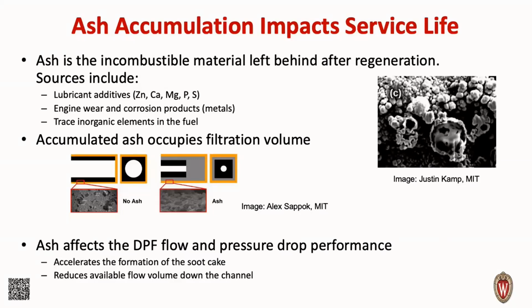If you have ash in the filter that's already taking up the filtration volume, that same amount of soot creates a much thicker layer on the wall, and it leaves a much tinier flow path in there. So the ash affects the flow through the DPF and of course the pressure drop performance. So it accelerates the formation of a soot cake, which is pretty good for increasing filtration efficiency, but it reduces the available flow volume down the channel and creates some back pressure effects on the engine. So realistically, it also means that you have to do your active regenerations more often.